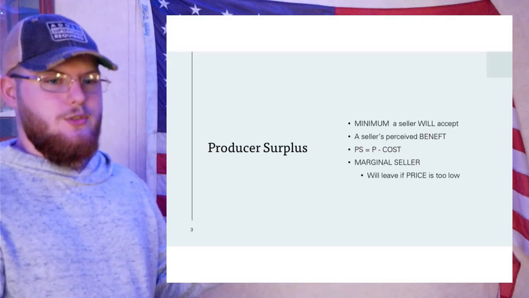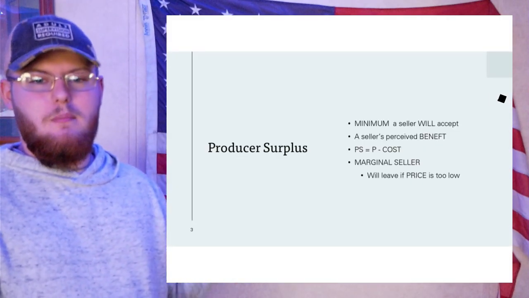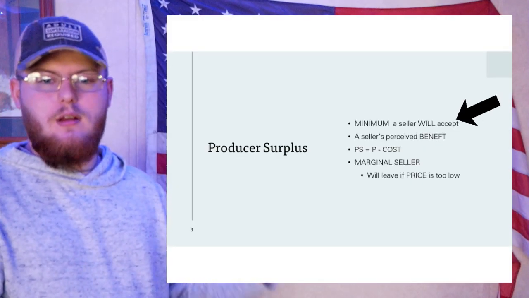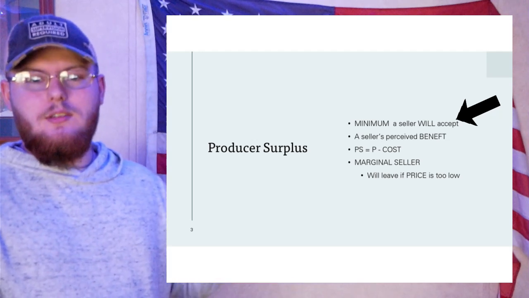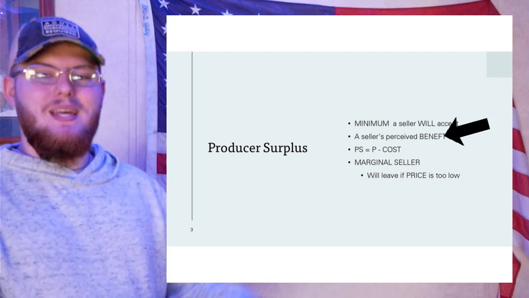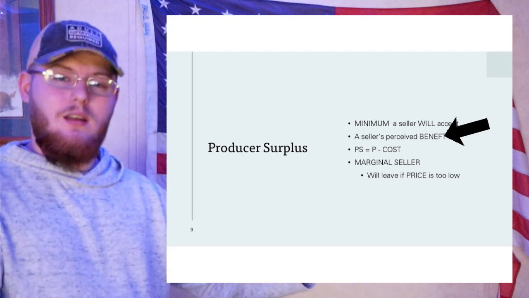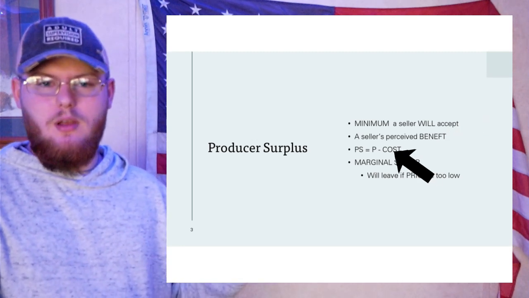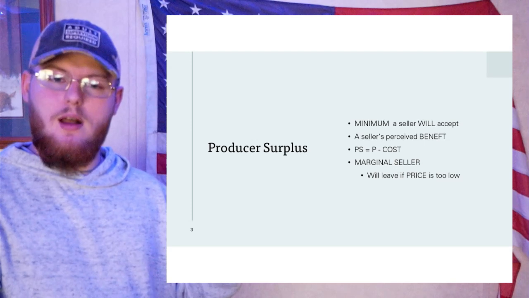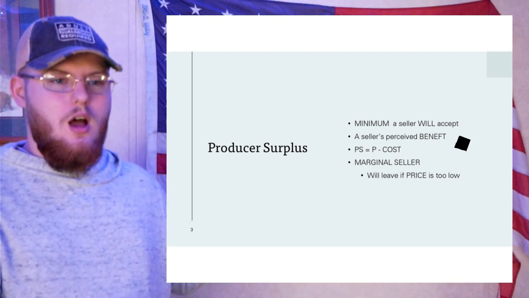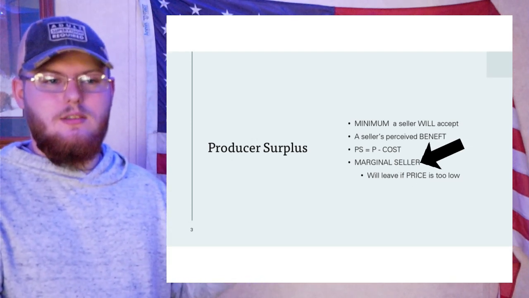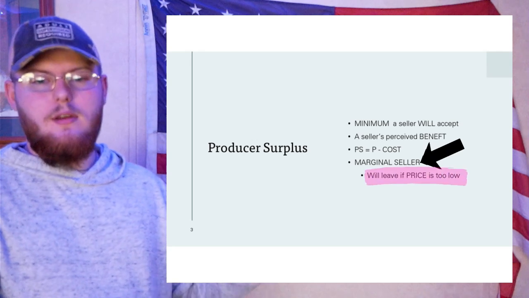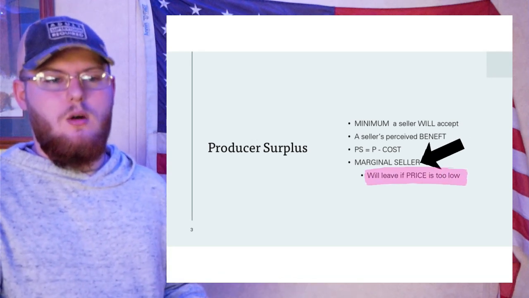Next, we have producer surplus. Producer surplus is the minimum that a seller will accept for their good or service. A seller has their perceived benefit. What can they gain from selling this product? The equation is the PS. The producer surplus equals P, the price, minus the cost. A marginal seller is a seller who will leave the market if the price is too low.